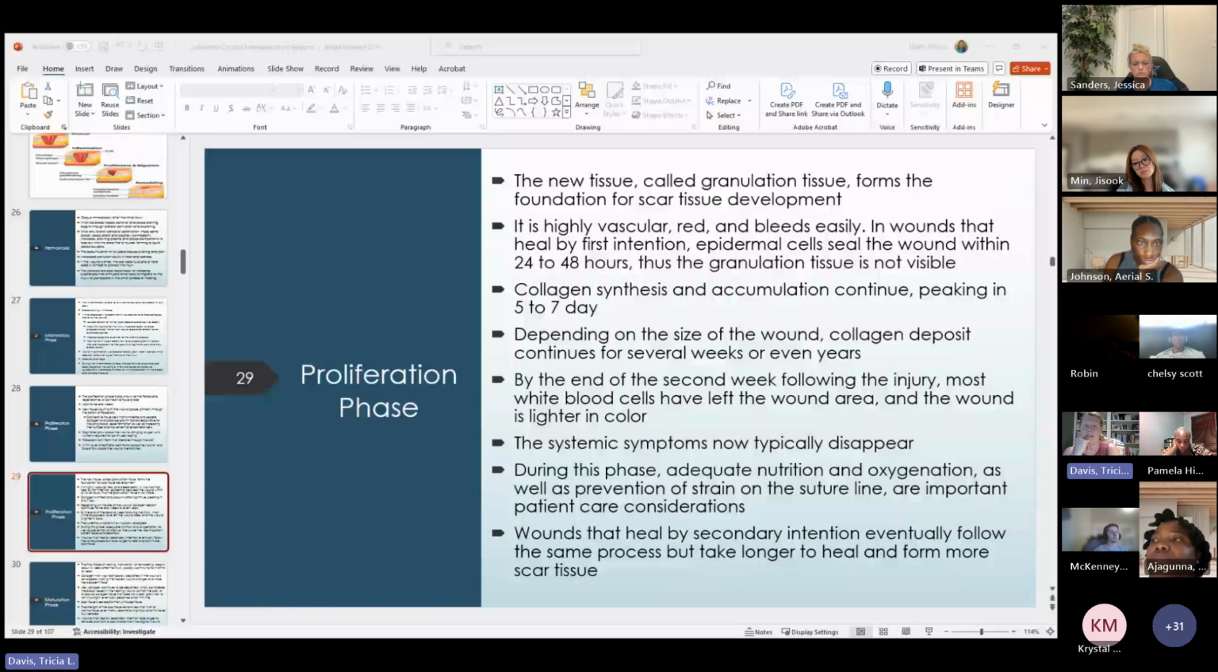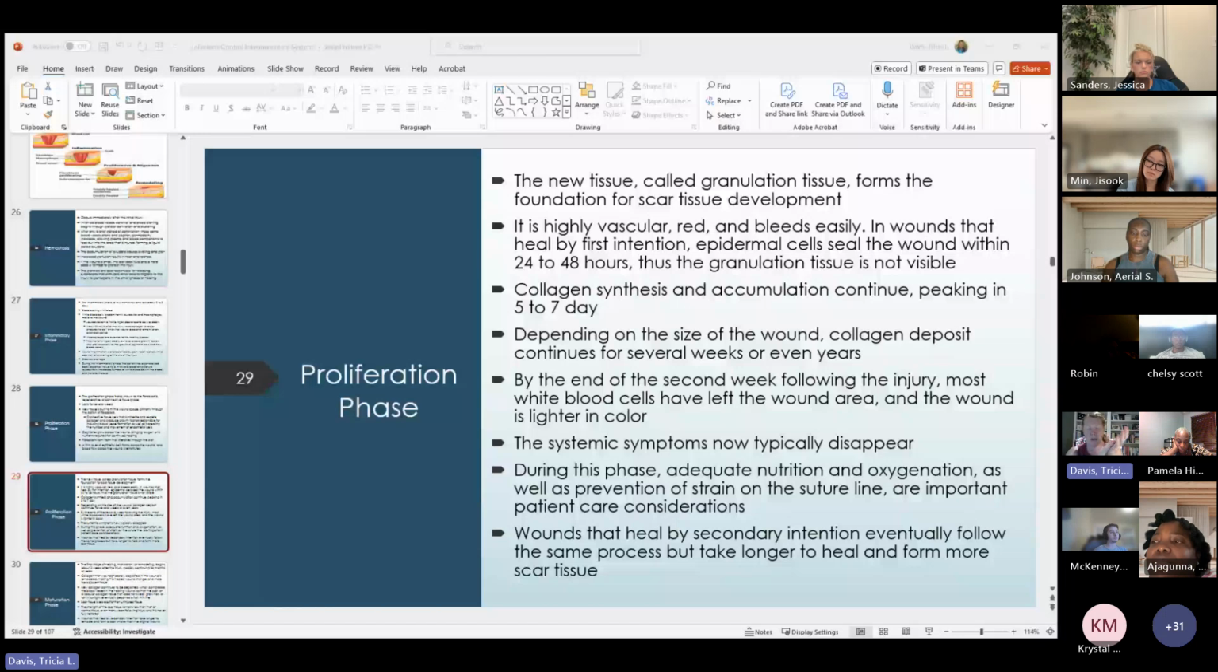Granulation tissue is very, very vascular. So there's a lot of blood flow through there. It's very red and it bleeds very easily. In any type of wound that's going to heal by first intention, all of those epithelial cells that go around that wound will start to seal within the first 24 to 48 hours. So granulation tissue is not something that you see very early on. And in patients that have chronic wounds or larger wounds, you don't see it for quite some time, but it is your goal that you will get nice beefy red granulated tissue.